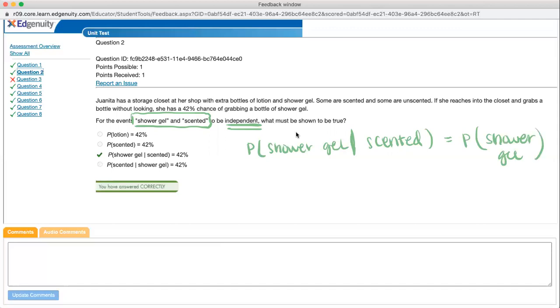That's what makes it independent, right? Same thing, I was looking at examples online, like if I flip heads, the next time I flip a coin, that one does not matter. It's the same probability for that. So they already give us the probability of shower gel. That right there is 42%. So if they're independent, they need to be equal. So this one right here needs to be 42% as well. And that's where you get it right here. Cool.